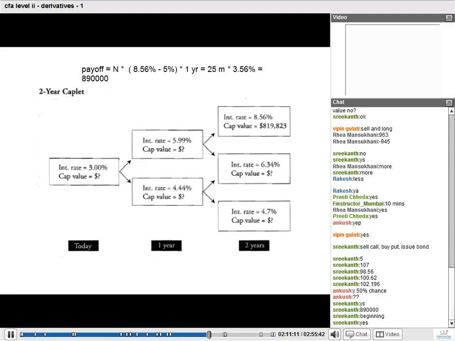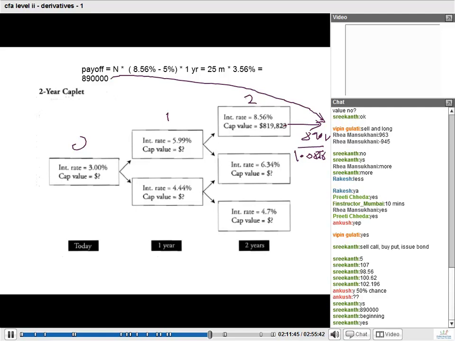So what will be the value of the cap here? This savings comes at the end of this period, so you discount it back by 8.56%. You discount this back to get to the value at the end of year 2. So it comes out to be $819,823.